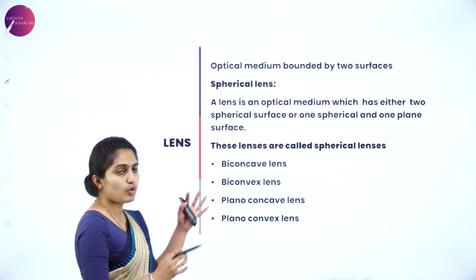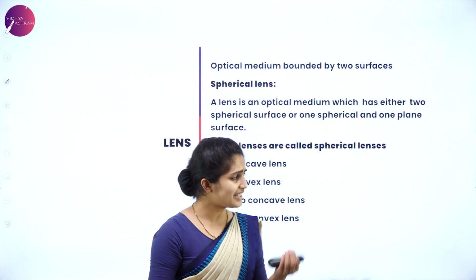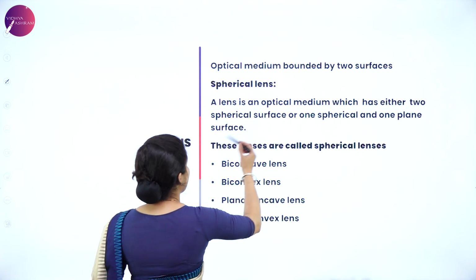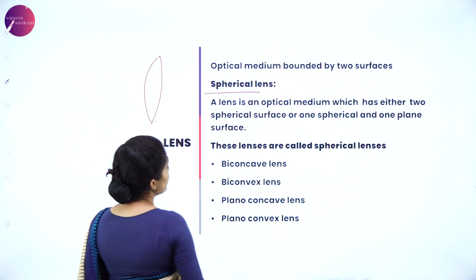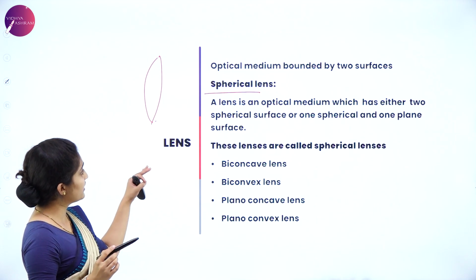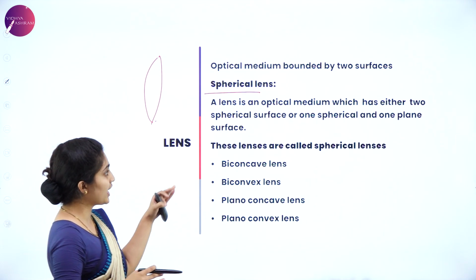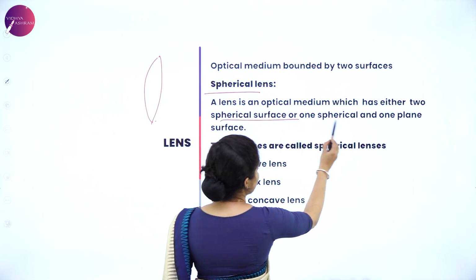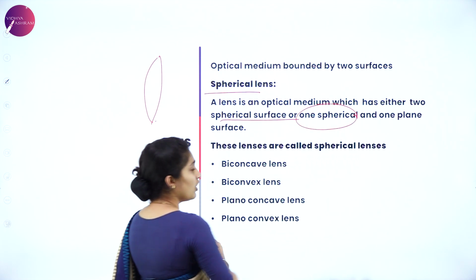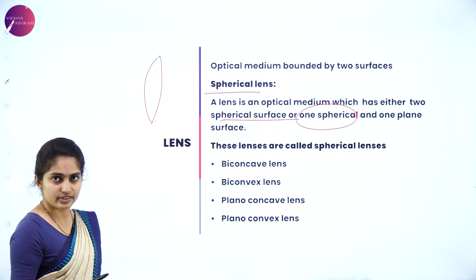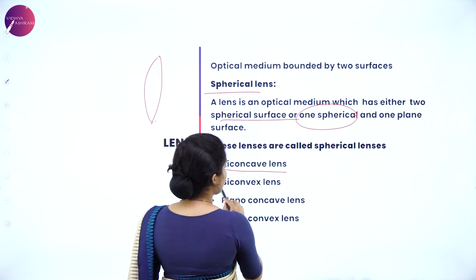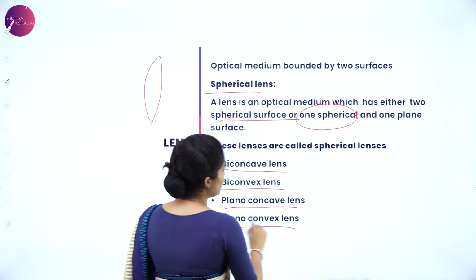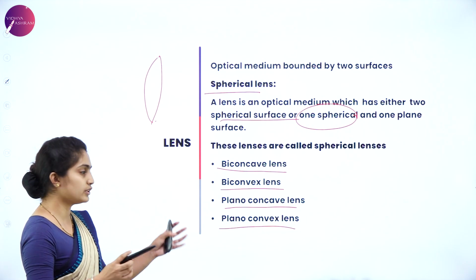Next, what is meant by a lens? A lens is an optical medium bounded by two surfaces, also called a spherical lens. It has either two spherical surfaces, or one plane surface and one spherical surface. There are four types: biconcave, biconvex, plano-concave and plano-convex lens. These are the general concepts you have to know with respect to the lens.